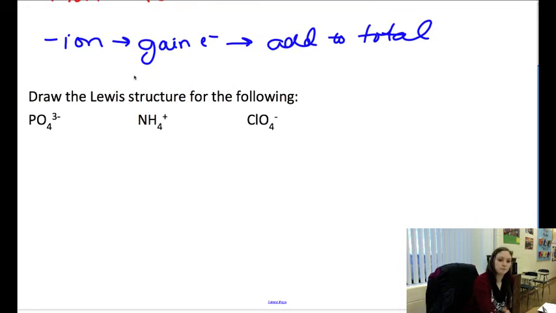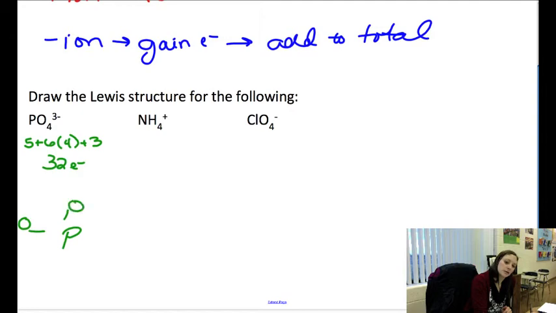So let's try here. Look at P. P has 5. O has 6. There's 4 of them, 24. And then we have to add 3 more to it. So my total there should be 32 electrons. Phosphorus is going to go in the middle. Put 4 O's around the outside and we connect.